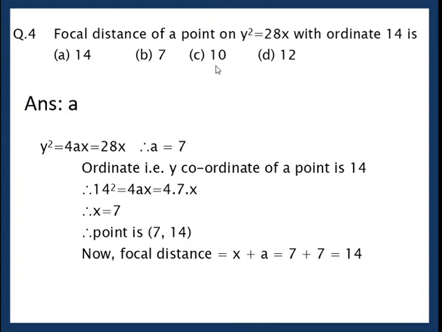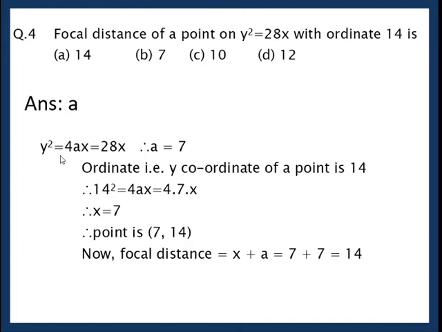Focal distance of a point on y square equal to 28x with ordinate 14 is. What do you mean by ordinate? Y coordinate is called an ordinate, and do you know what x coordinate is called? It is called an abscissa. Remember, abscissa and ordinate are Greek words because coordinate geometry was initially studied by Greek mathematicians.